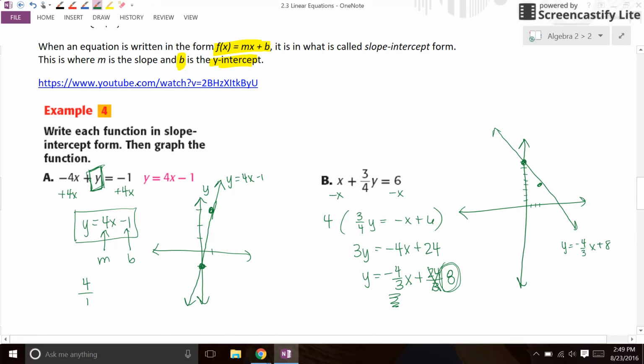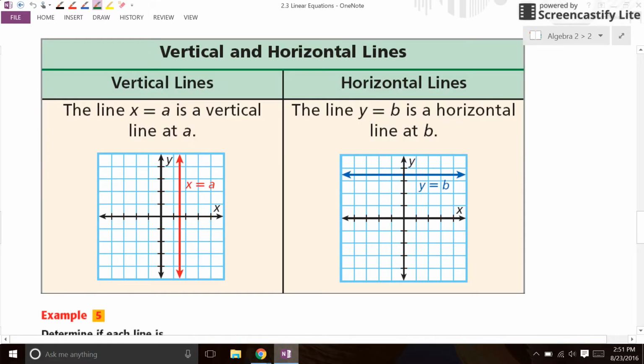All right, let's ask you a question, and I'll be right back. All right, nice work. And now let's talk about vertical and horizontal lines.